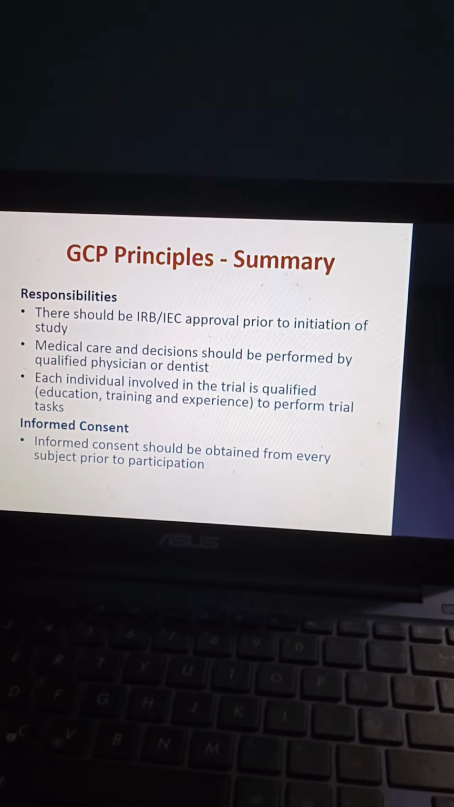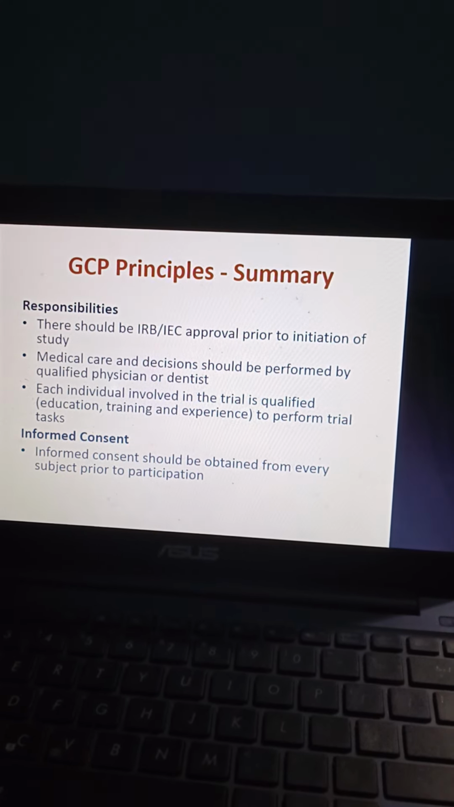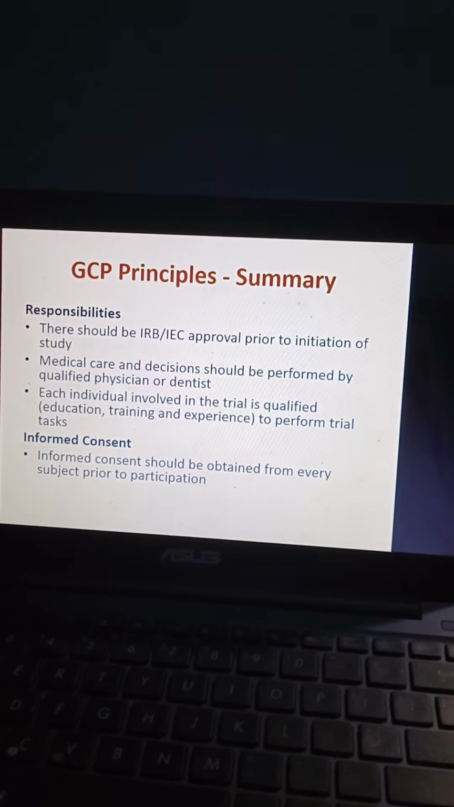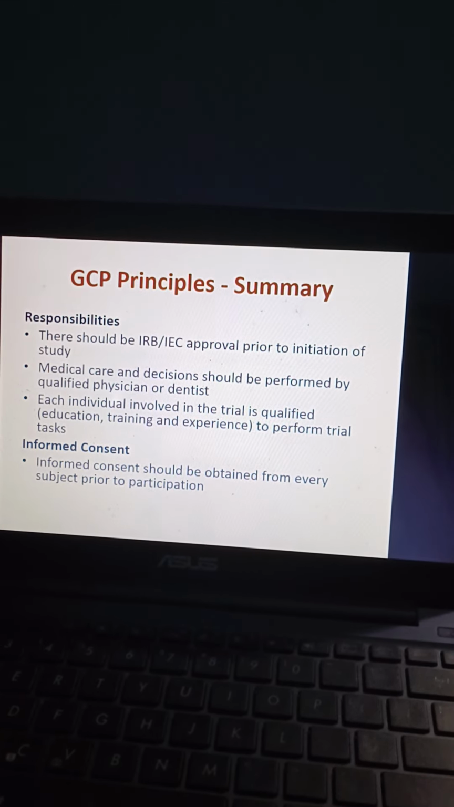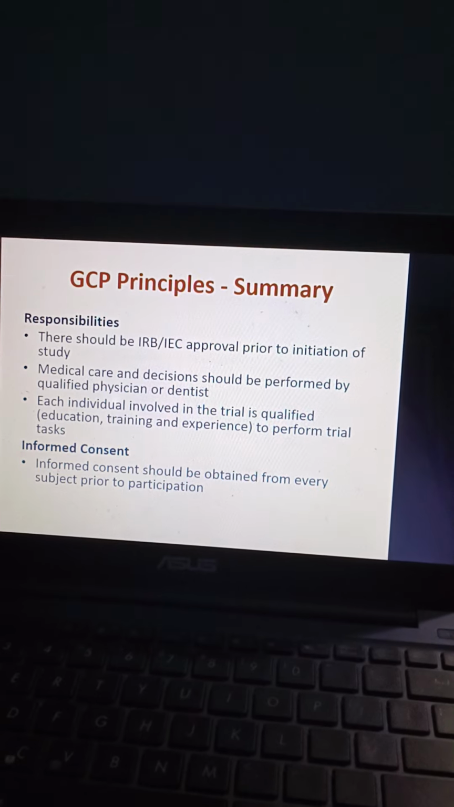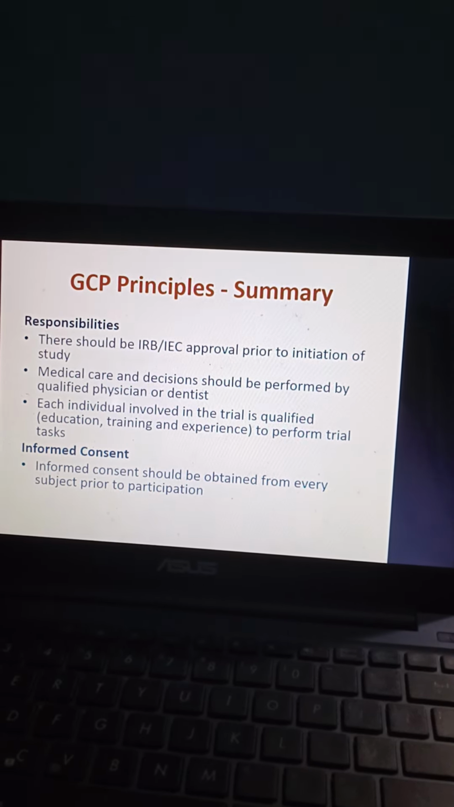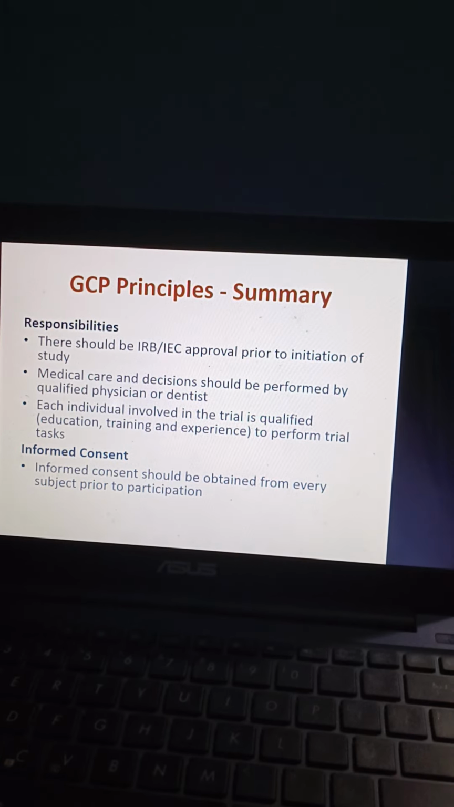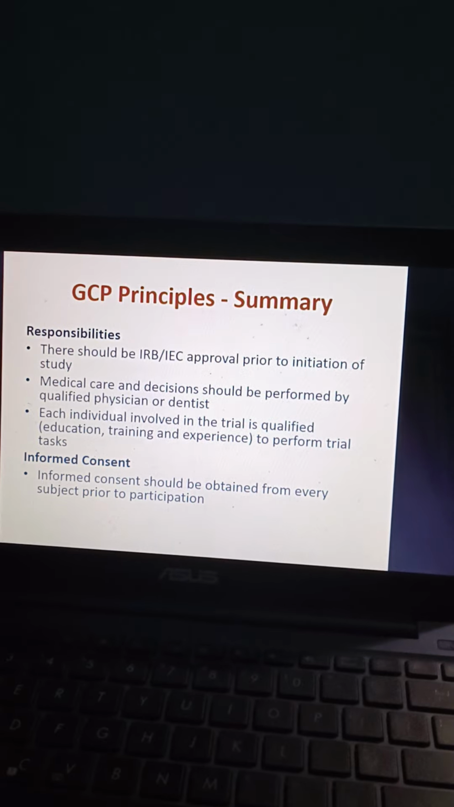Then responsibility. There should be IRB institutional review board / institutional ethics committee approval prior to initiation of study. Medical care and decisions should be performed by a qualified physician or dentist. Each individual involved in the trial is qualified by education, training and experience to perform trial tasks. Informed consent should be obtained from every subject prior to participation.